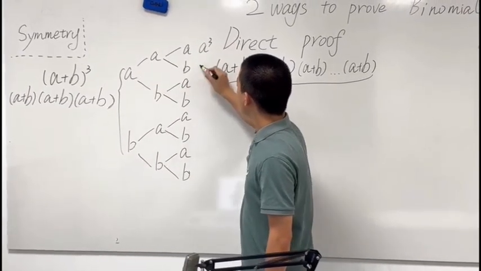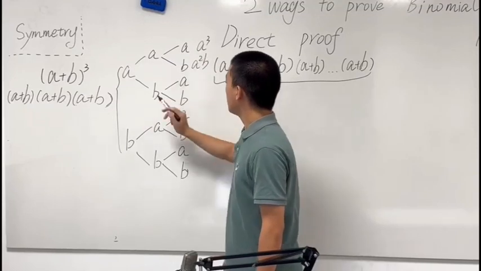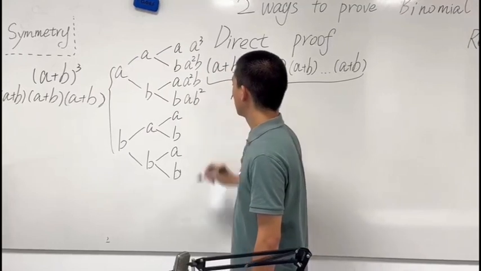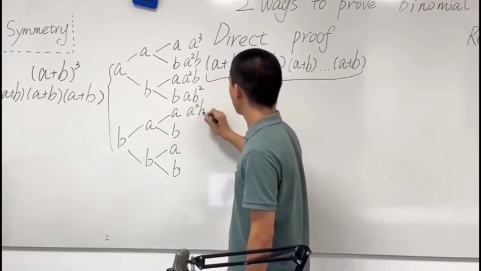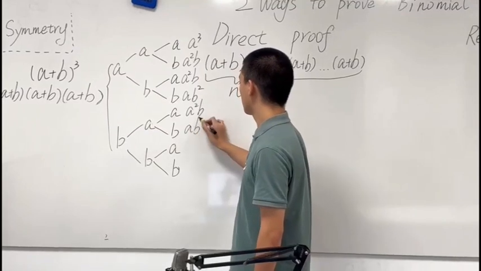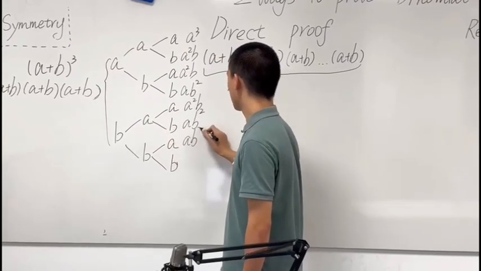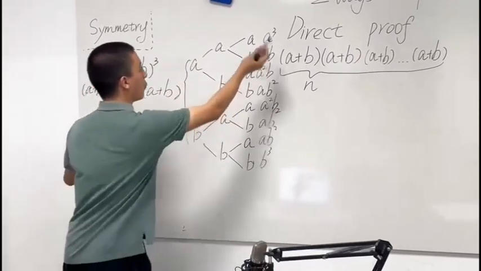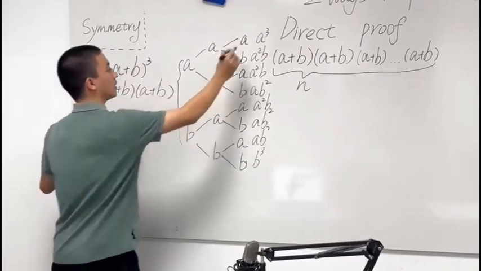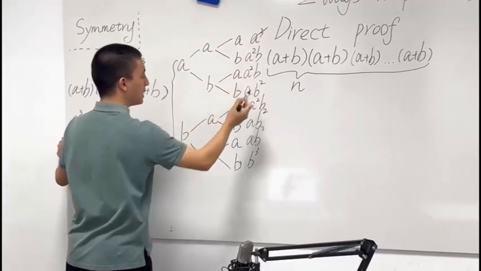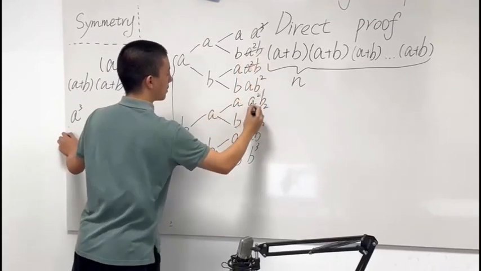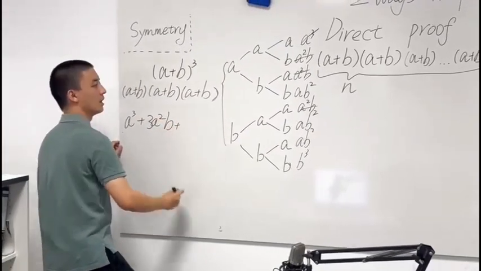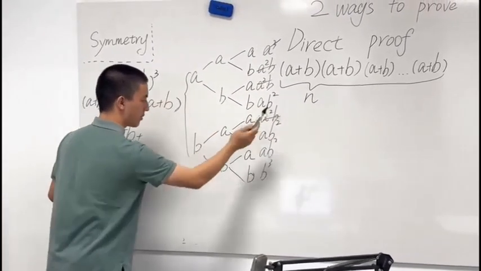So AAB is a squared b. ABA is a squared b. ABB is ab squared. BAA is a squared b. BAB is ab squared. BBA is ab squared. BBB is b cubed. So in total, we can see 1 a cubed, then a squared b, a squared b, a squared b, so 3a squared b, plus ab squared, ab squared, ab squared.